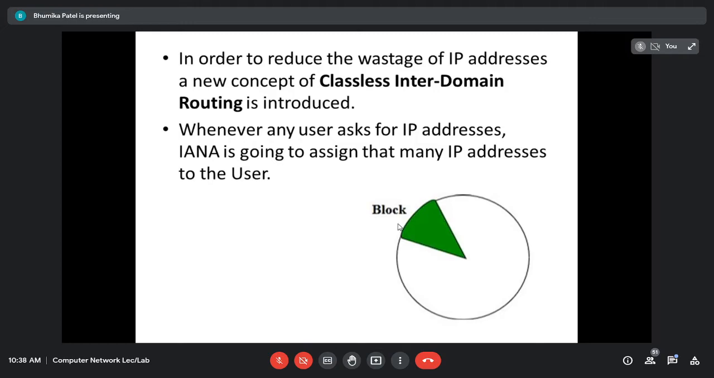Now, as I said, it is classless, so classless means there will be no classes: class A, class B, class C. How will we be able to identify how many bits are for the network ID and how many bits for the host ID? Because from that only we can identify the subnet mask.